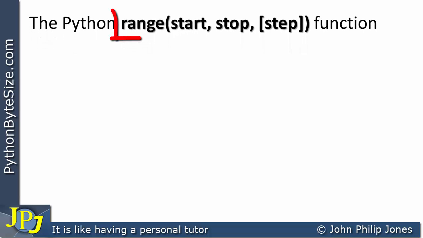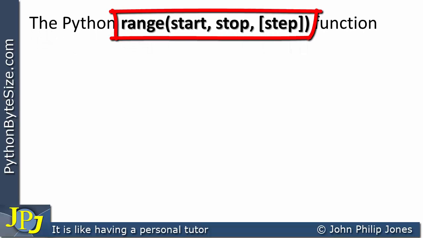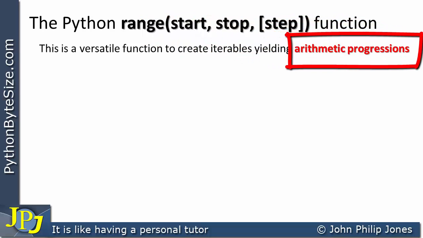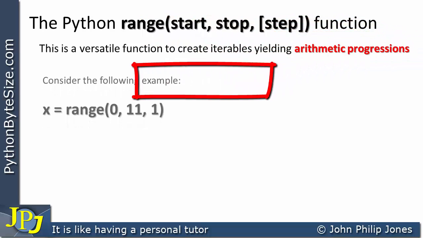Before we look at how to forward index across a Python string, we need to briefly recap on the range function that we've seen earlier in the playlist. Here we can see the syntax needed for a range function, and what we can produce from such a function is an arithmetic progression, and this is best looked at with a particular example.